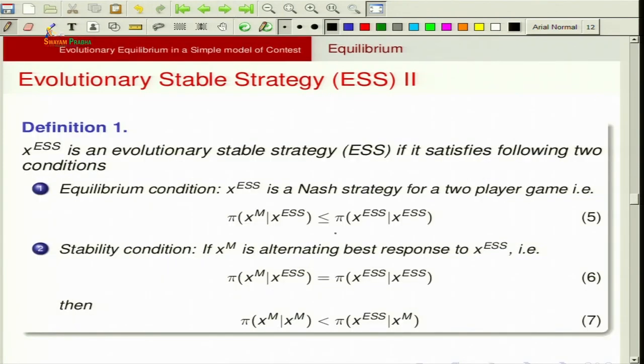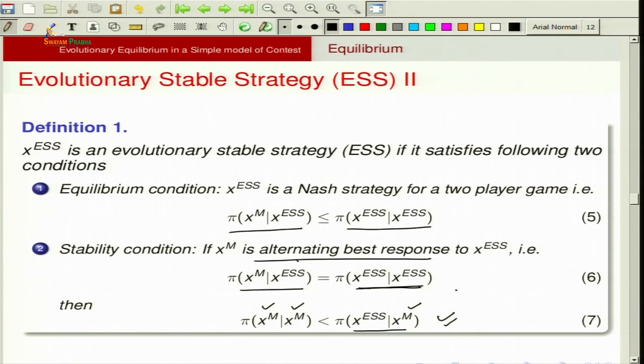Suppose this kind of engagement is there, then we can define ESS like this, as we have already done: the payoff of ESS against another ESS player should always be more than the payoff of mutant against ESS player. This was the condition for ESS. And then we also did the alternating best response condition, that if ESS is doing as good as the mutant strategy is doing against ESS strategy, then this condition should be satisfied. That means the ESS should do better against the mutant strategy compared to how the mutant strategy is doing against the mutant strategy. This is how we defined evolutionary stable strategy, or ESS, in infinite or large population. We have already discussed this.